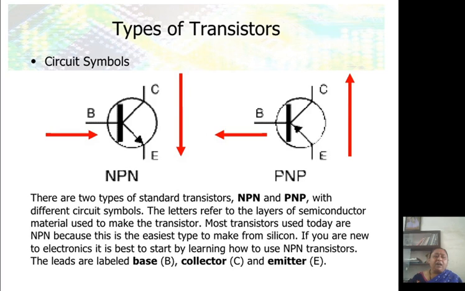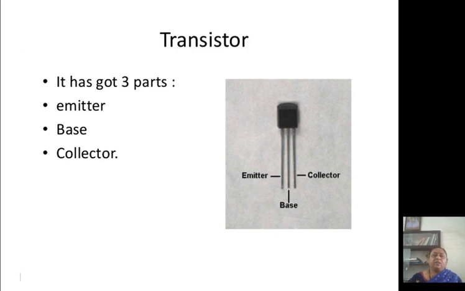The leads are labeled base, collector and emitter. Base is denoted in the figure by B, collector terminal is shown by C and emitter terminal is shown by E. The transistor has three parts: emitter, base and collector as shown in figure.